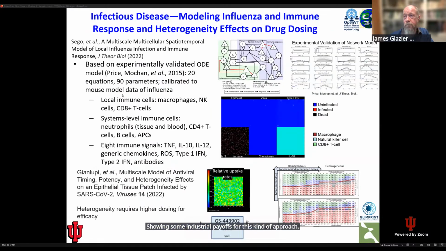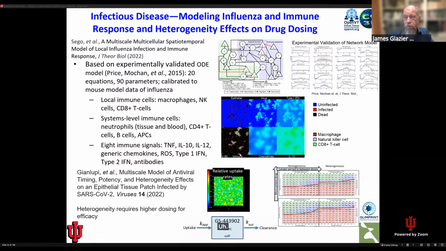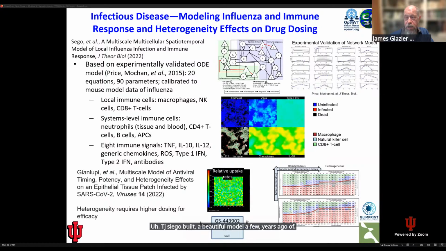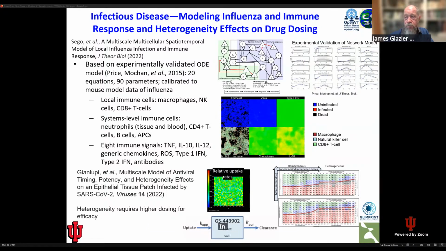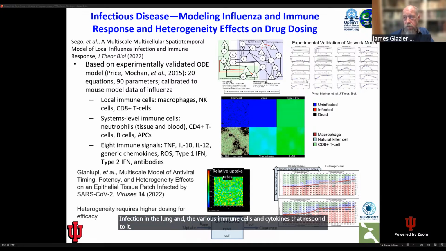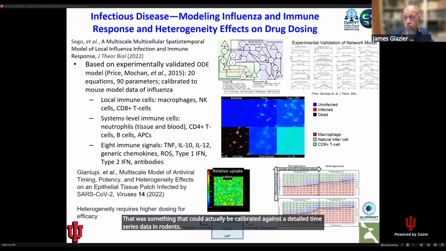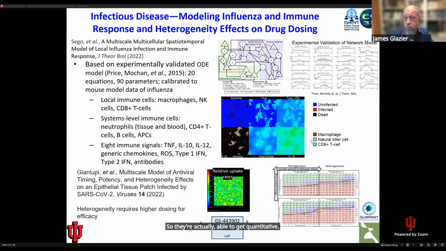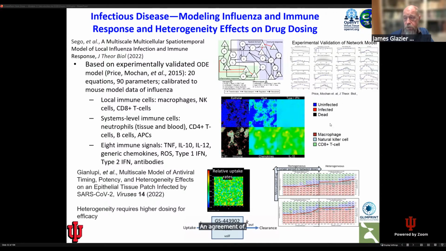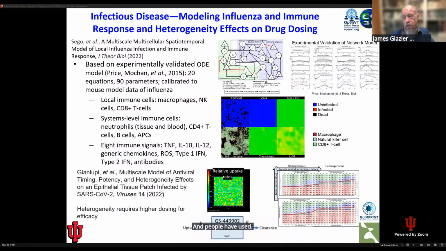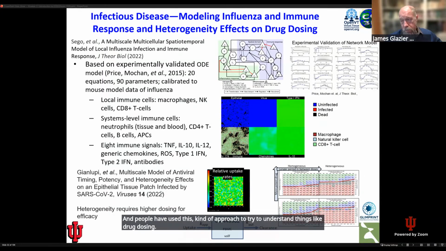Models of infectious disease. TJ Seago built a beautiful model a few years ago of influenza A infection in the lung and the various immune cells and cytokines that respond to it. That was something that could actually be calibrated against detailed time series data in rodents. So they're actually able to get quantitative temporal prediction and agreement of all of the different molecular species and cell types. And people have used this kind of approach to try to understand things like drug dosing for molecular species.